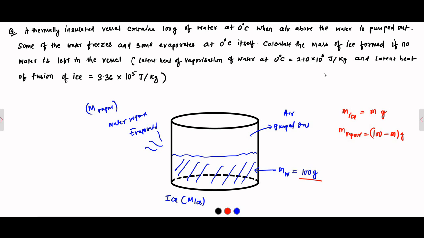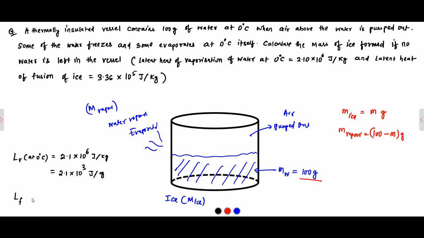The data which is given related to latent heat is in kg, so we have to convert it into grams. Here it is given that the latent heat of vaporization at 0 degrees Celsius is 2.1 into 10 to the power 6 joule per kg. So it is equal to 2.1 into 10 to the power 3 joule per gram. 1 kg is 1000 grams, so we get 2.1 into 10 to the power 3 joule per gram.